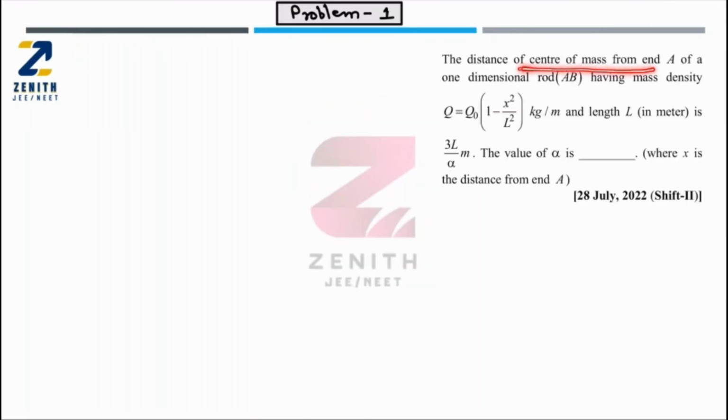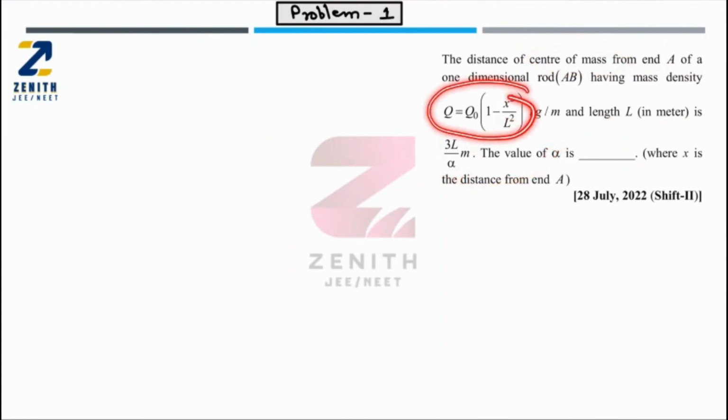The distance of center of mass from end A in a one dimensional rod. Okay, so one rod is there. The distance of the center of mass from the end A of a one dimensional rod AB, whose mass density is given, and the length is L. Here L is basically denoting the length. So the center of mass is given as 3L by alpha meter. That means now you have to calculate what this alpha value is.